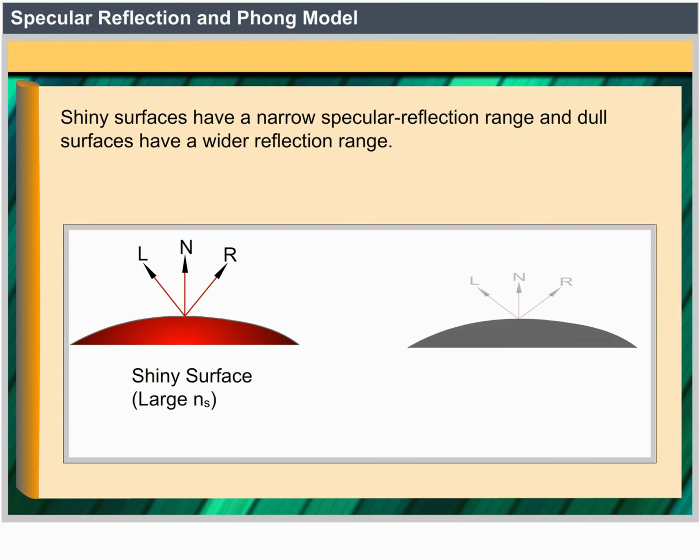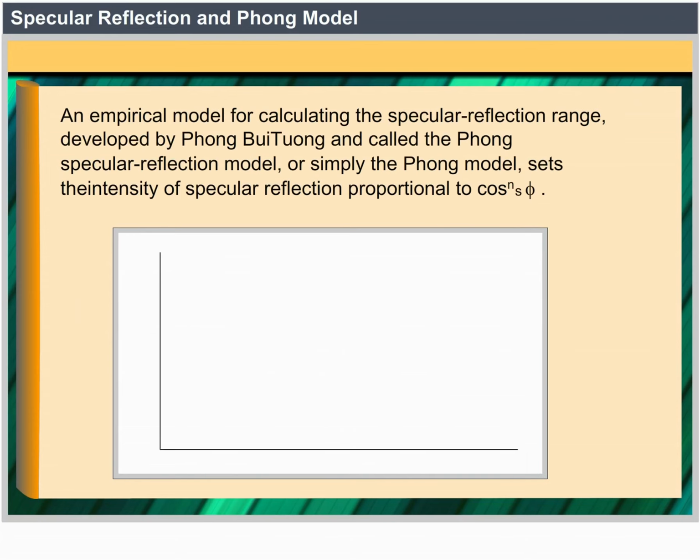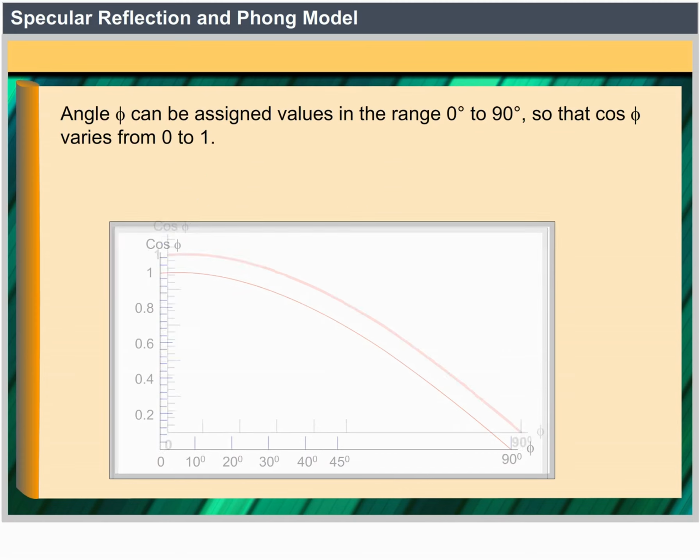An empirical model for calculating the specular reflection range, developed by Phong Bui Tuong and called the Phong specular reflection model, or simply the Phong model, sets the intensity of specular reflection proportional to cos^ns phi. Angle phi can be assigned values in the range 0 to 90 degrees, so that cos phi varies from 0 to 1.